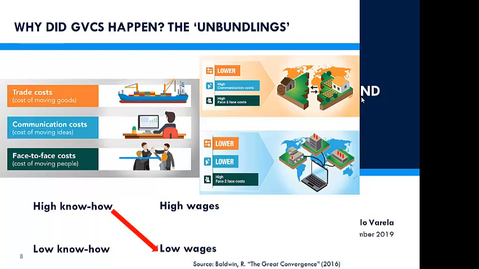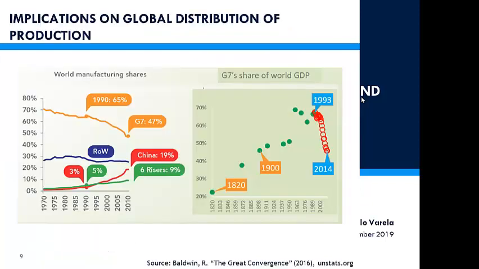And that is a combination that is quite powerful because technology made it possible, but economics or competition made it necessary. So you can't compete now if you don't combine high know-how with low wages, right? And the implications of this were quite tremendous.